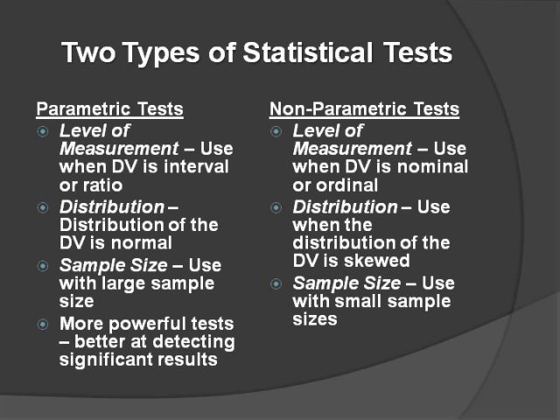The first type includes parametric tests. These types of tests are used when the dependent variable is interval or ratio level of measurement. This is also the type of test that we use when we have large samples. So these are more powerful tests, and they're better at detecting significant results. But there are also tests known as non-parametric tests, and you use these tests when the dependent variable is nominal or ordinal. So again, they work with lower levels of measurement, and you can also use these when you have very small sample sizes available to you. So these are kind of the measures of last resort.